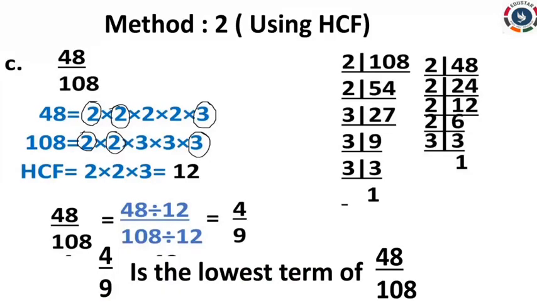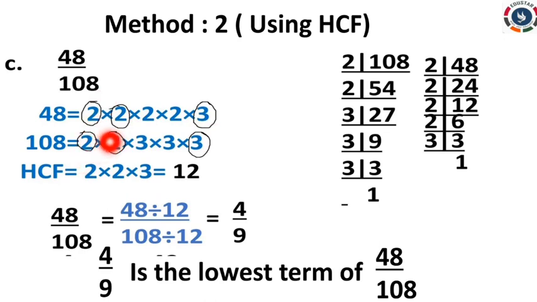Method 2, using HCF. See, 48 by 108. First you have to find the HCF. Divide the value like that and write the common factors. 48 equals 2 into 2 into 2 into 2 into 3. 108 equals 2 into 2 into 3 into 3 into 3. So you just have to circle the common factors. Those common factors you multiply, that is the HCF.